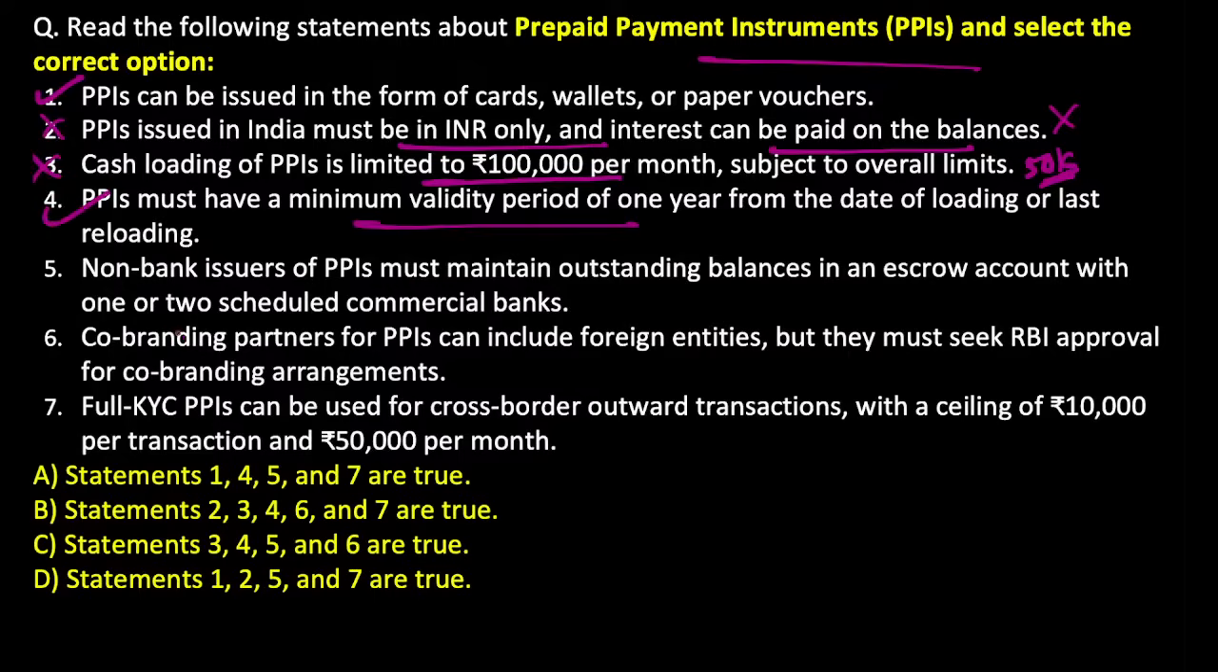PPI must have minimum validity period of 1 year from the date of loading and reloading, that is true. The next one: non-bank issuers of PPI must maintain outstanding balances in escrow accounts with 1 or 2 scheduled commercial banks. Co-branding partners for PPI can include foreign entities, but they must seek RBI approvals. Only Indian entities, foreign entities are not allowed. Full KYC PPI can be used for cross-border outward transactions. Ceiling is 10,000 per transaction and 50,000 per month.